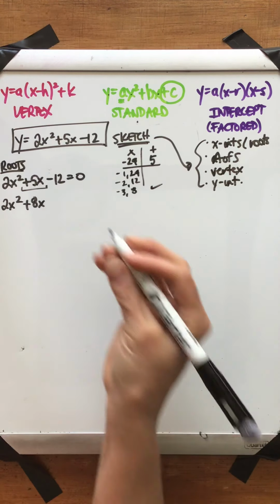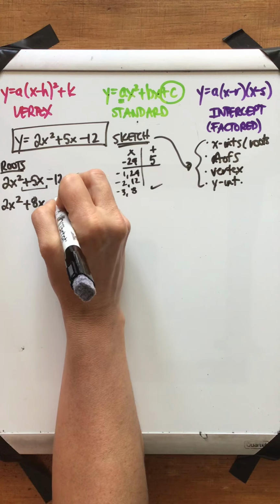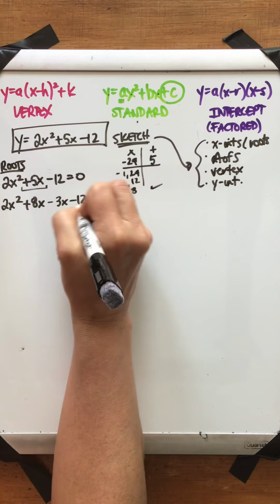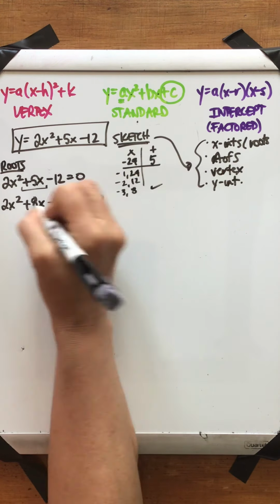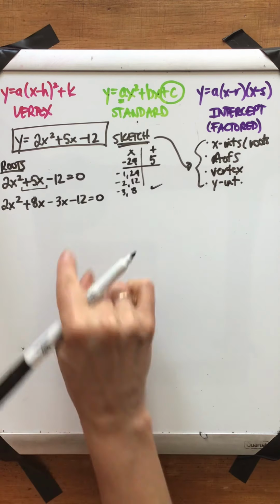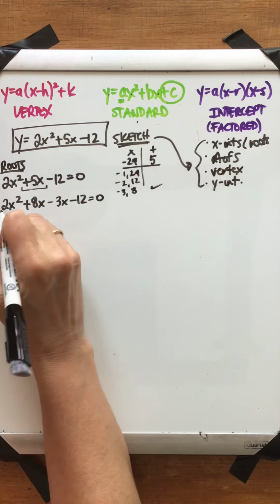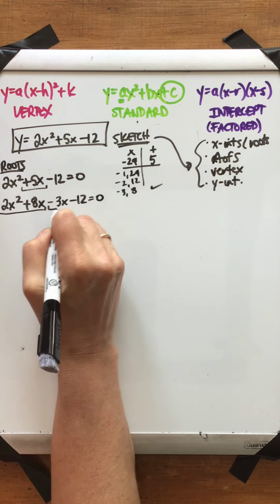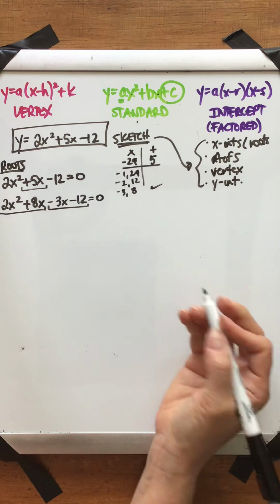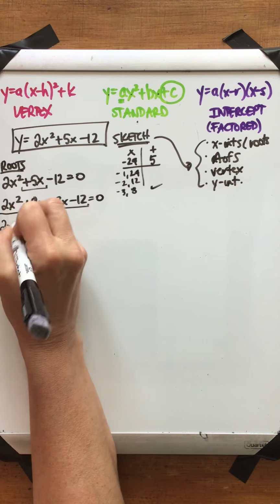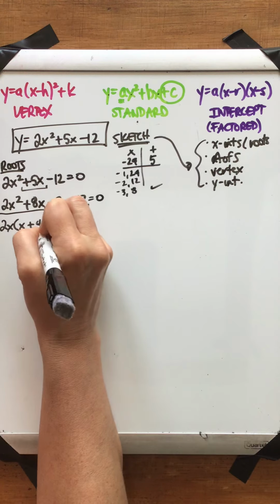I'm going to put the 8x first and 3x second, just because I think 3 and 12 have a few more things in common, and 2 and 8 do. And it honestly doesn't matter. You'll get the same answer either way. To factor by grouping, then, we take the GCF out of each pairing of terms. So here I have 2x. I'm left with x plus 4.